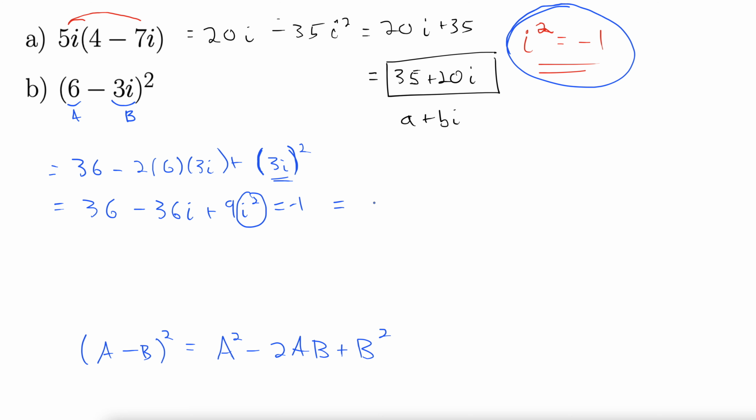So then we can simplify this out to give us 36 minus 36i minus 9. Alright, and finally combine these like terms here. We get 27 minus 36i. And notice that this is in a plus bi form, which is how we want it. So there we go.